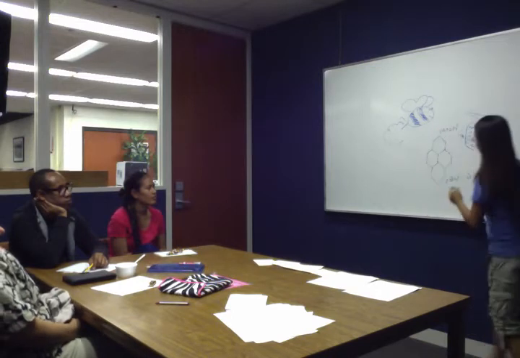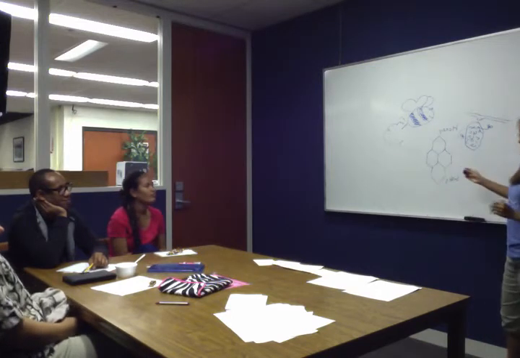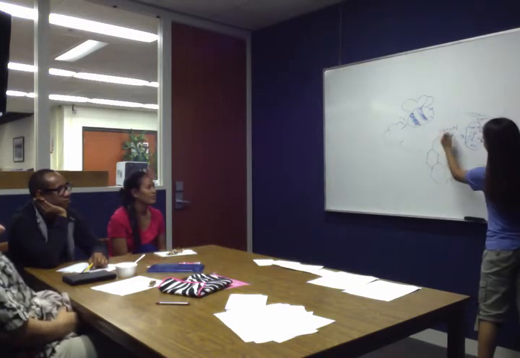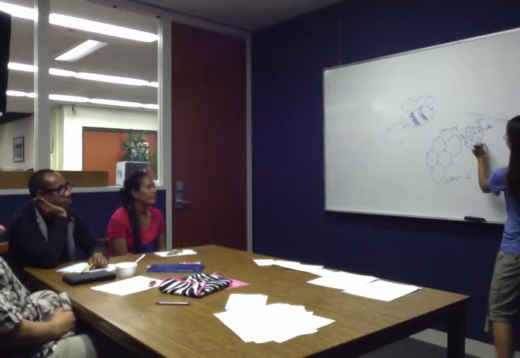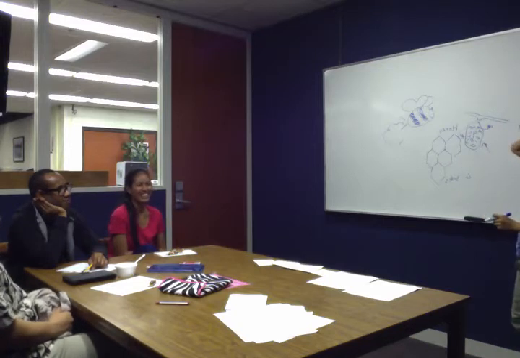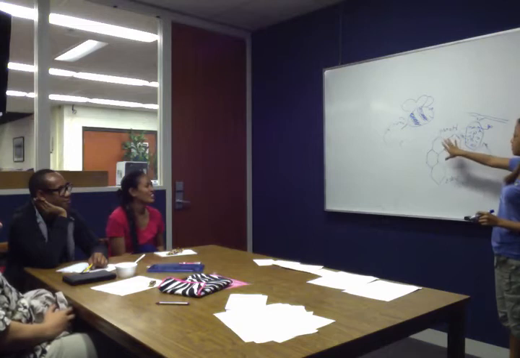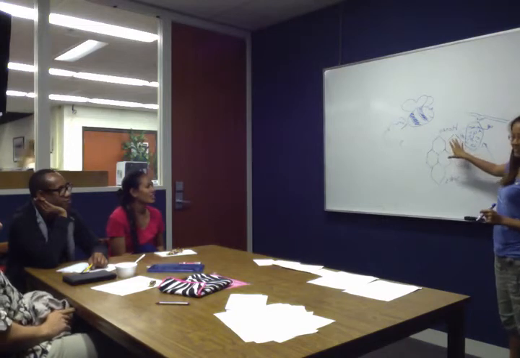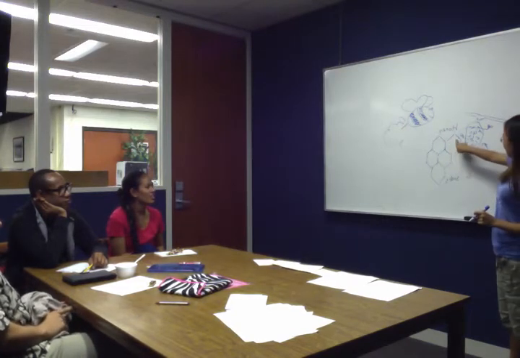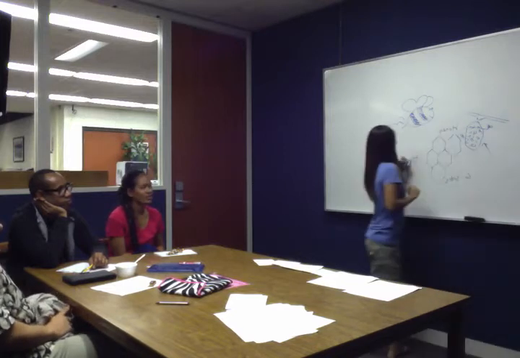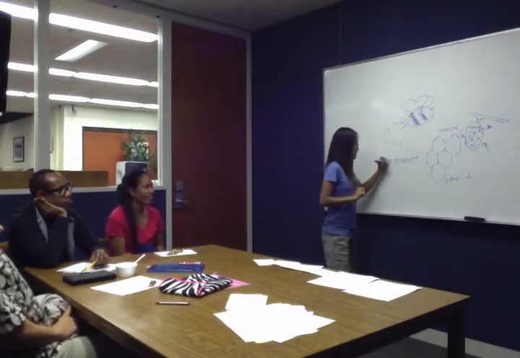Now that looks more like a honeycomb, right? After a while, it'll look like this. Now a honeycomb, what is the shape called? Hexagon. 1, 2, 3, 4, 5, 6. Alright, it is a hexagon.